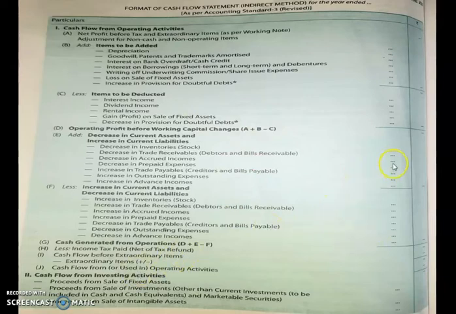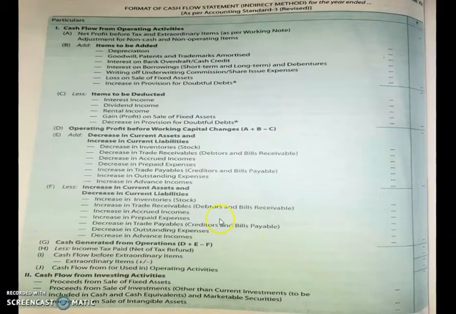Now after adding and subtracting these working capital items, what you receive is cash generated from operating activity. For getting cash generated from operating activity, D, that is the answer for what you got over here.